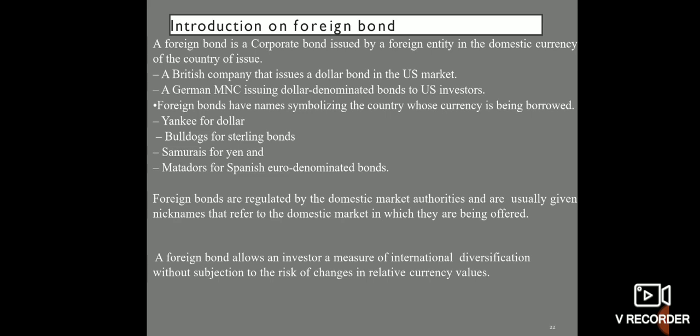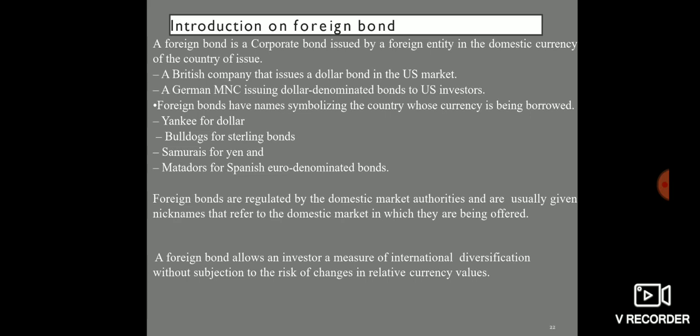And Matador is for Spanish euro-denominated bonds. In the European Union region, if they are issuing bonds, they should issue in euro. So if a Matador is issued in the euro market, then it is a Spanish euro-denominated bond. In this way, which company issues in what currency, they will mention it clearly. Foreign bonds are regulated by the domestic market authorities and are usually given nicknames that refer to the domestic market in which they are being offered.